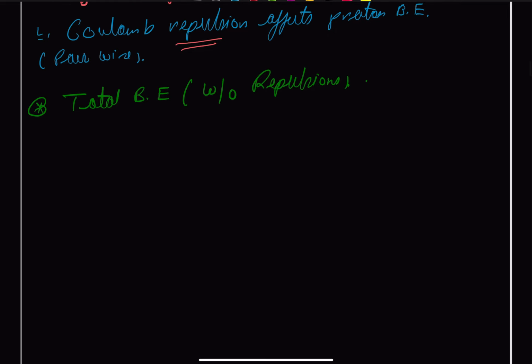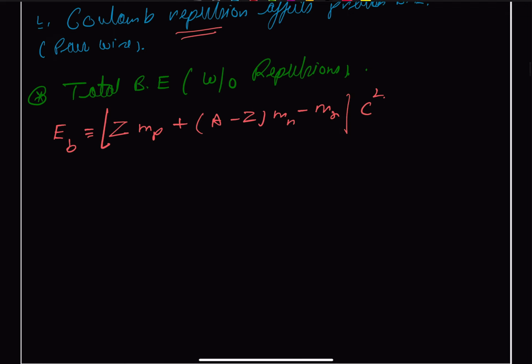And the binding energy formula is given as Z multiplied by mass of proton plus A minus Z mass of neutron minus the mass of the nucleus, and this is whole multiplied by c square. And this equation is for a hypothetical element which can be represented as A of Z.